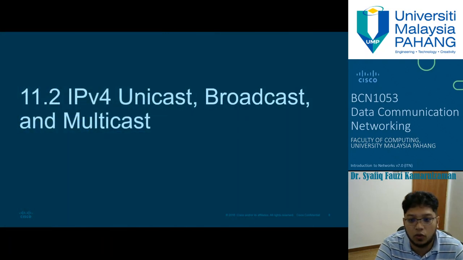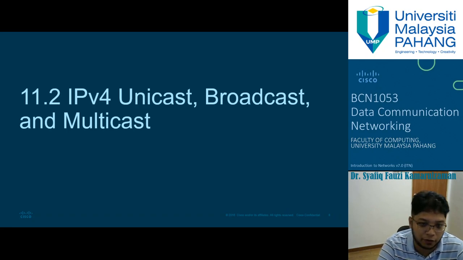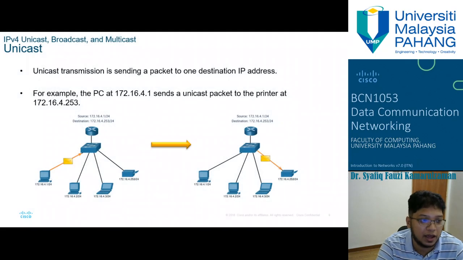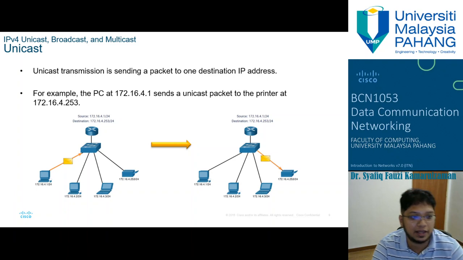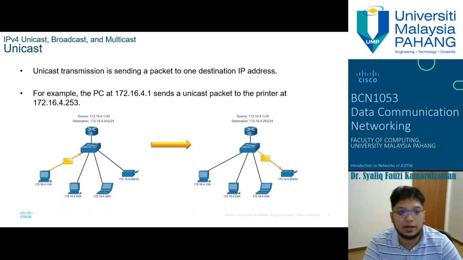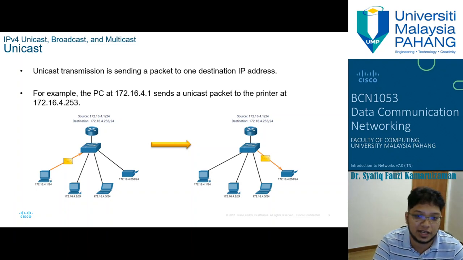Basically, when we talk about IPv4, there are several types of communication: unicast, broadcast, and multicast. Unicast is transmission sending a packet to one destination IP address.